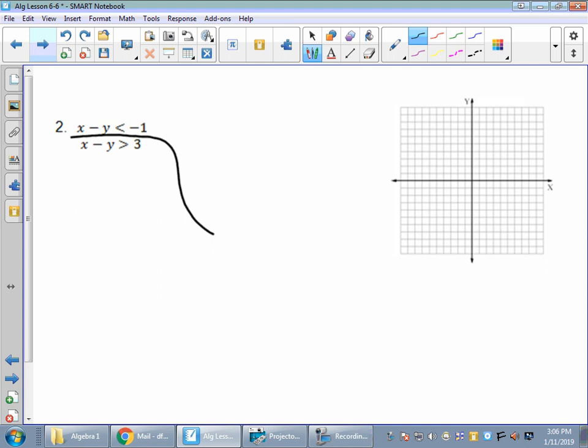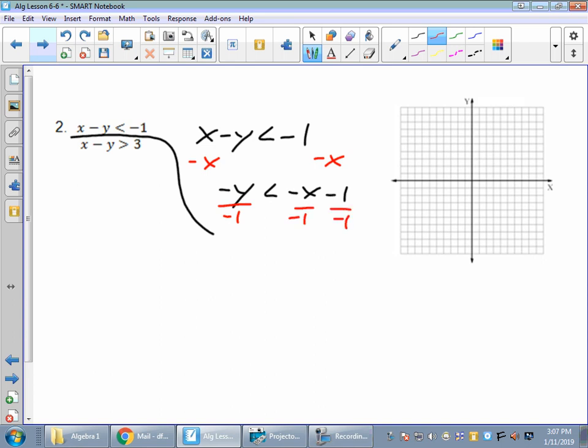So we've got x minus y less than -1. Okay? So to get this into slope-intercept form, I'm going to have to subtract an x from both sides here. And so now I'm going to have a -y less than -x minus 1. Now I can't have the -y, so I've got to divide by a -1. And now I got to divide everything by -1. And just keep in mind that, remember back from the Inequalities chapter, when you divide or multiply by a negative number, we have to flip the inequality sign.